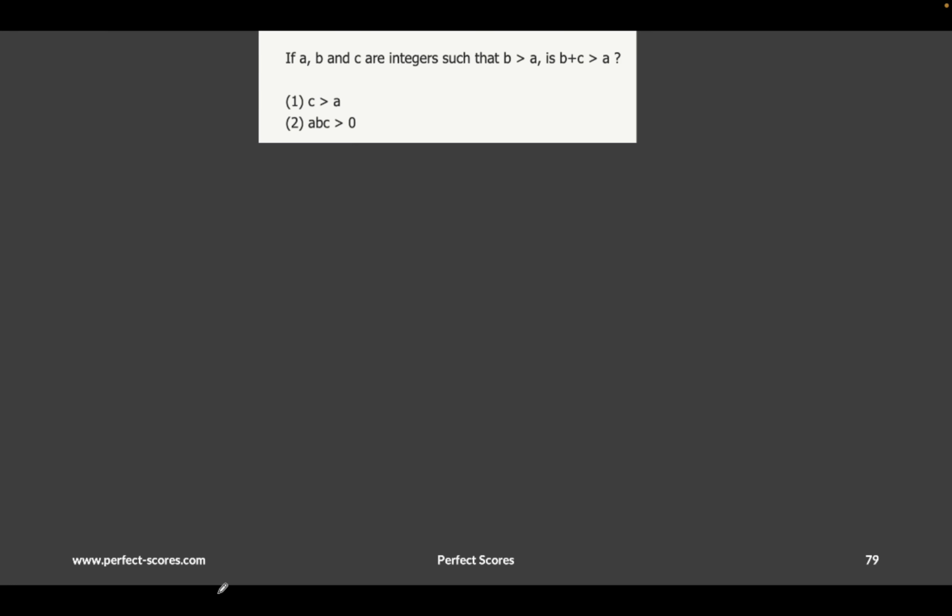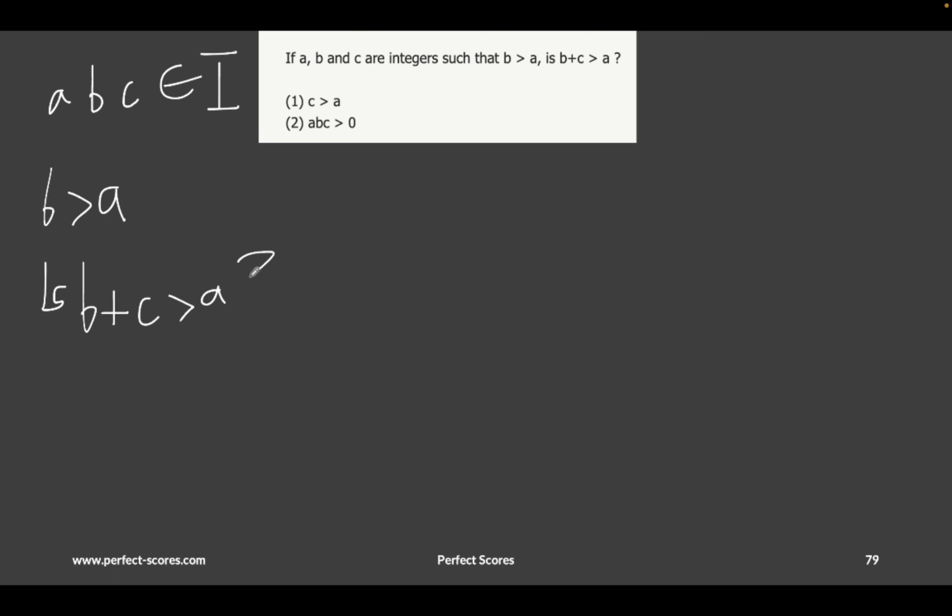So this question says that A, B, C are integers. So you've got A, B, and C, which are integers. The question is telling you that B is greater than A, so that is something that we know. And the question is asking us, is B plus C greater than A? So it's basically a yes-no data sufficiency problem.